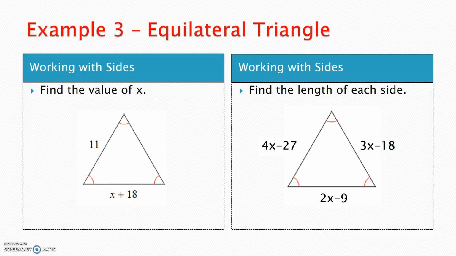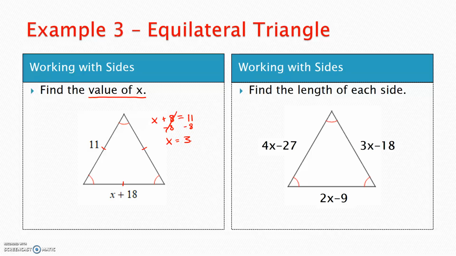Okay, so find the value of x. So again, I have an equilateral triangle. How do I know that? Because all three angles are congruent. That means that all sides are also going to be congruent. Congruent means the same, so that just means that x plus 8 is going to be equal to 11. Well, let's do minus 8. Minus 8 cancels out. I get x is equal to, what is that going to be? 3.